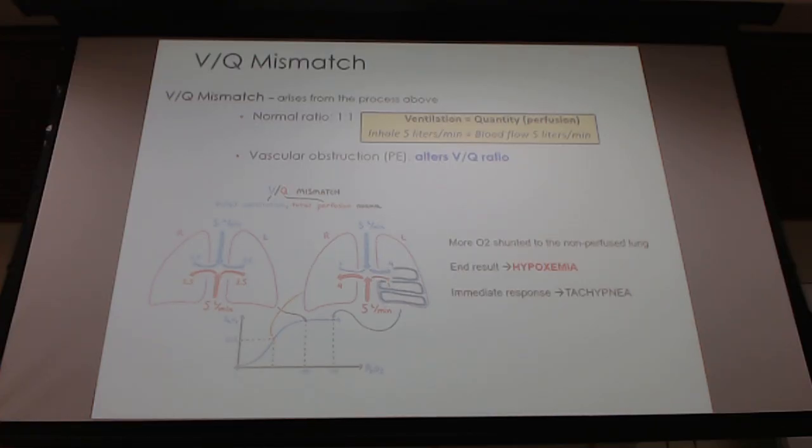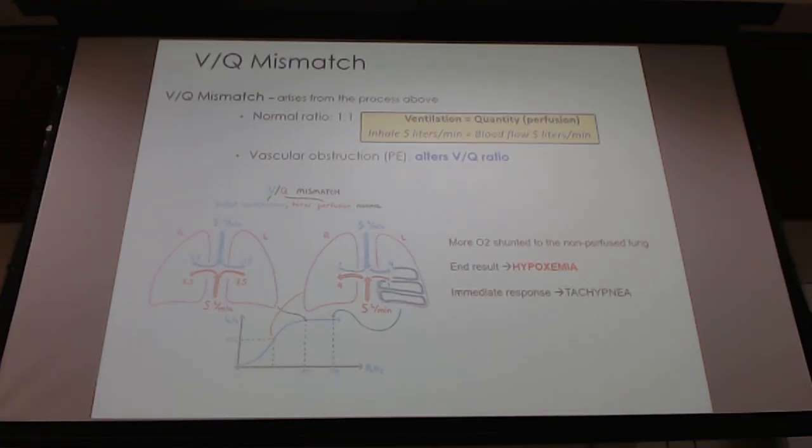So usually it's a normal 1-to-1, right? So air goes in, oh, this is the left side, right? Air goes in, half goes to the right lung, half goes to the left lung. Blood goes in, half goes to the left lung, half goes to the right one. It's nice and beautiful, and it matches itself.